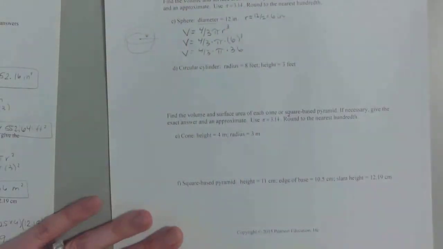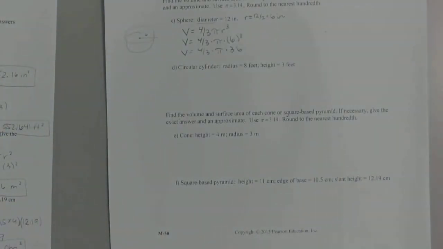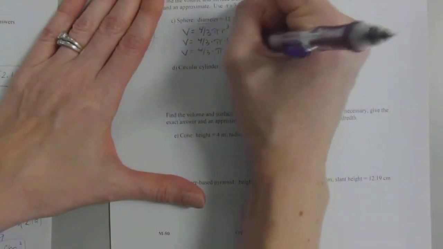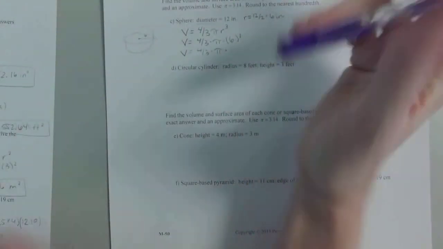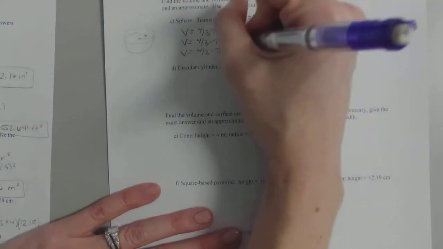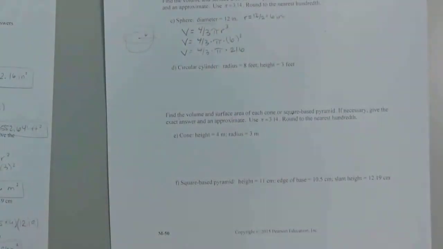So V equals 4/3 times pi times 6 cubed. All right, so what is 6 cubed? 36. Okay, so we'll do 4/3 times pi times 36. Is that okay so far? No, 36, 6 cubed should be... oh, 216. Yep, I just realized that, because that would be 6 squared, right? So 216.